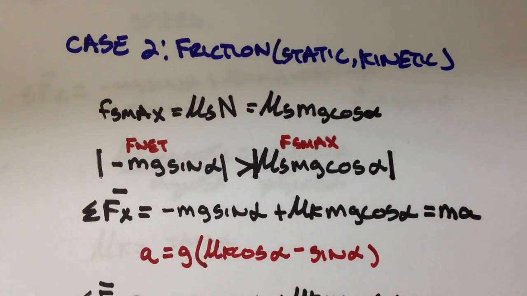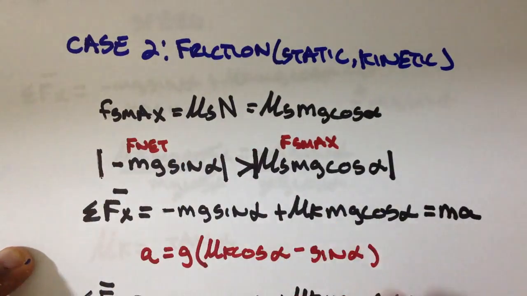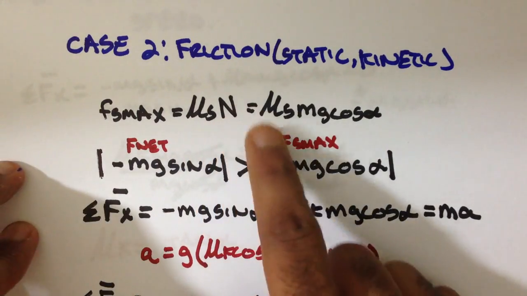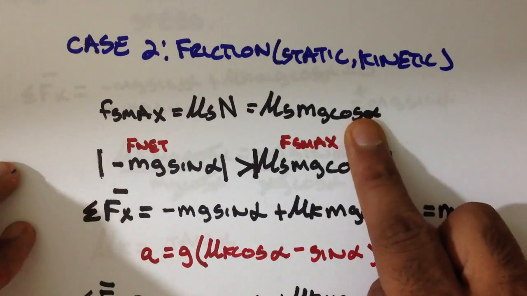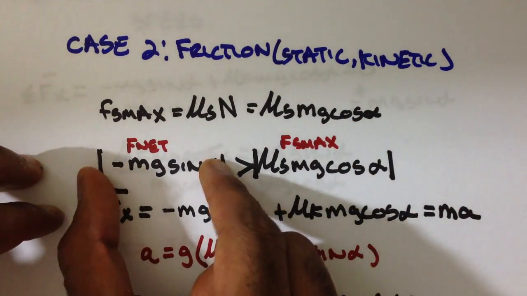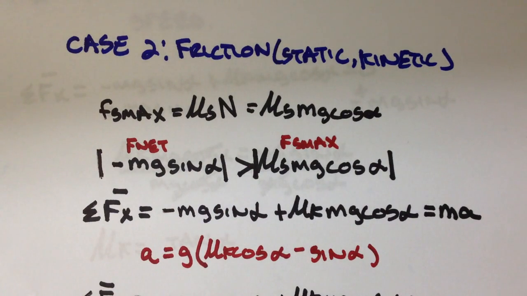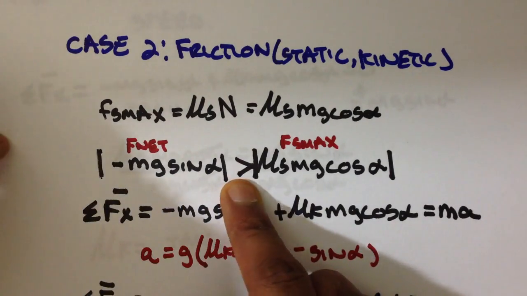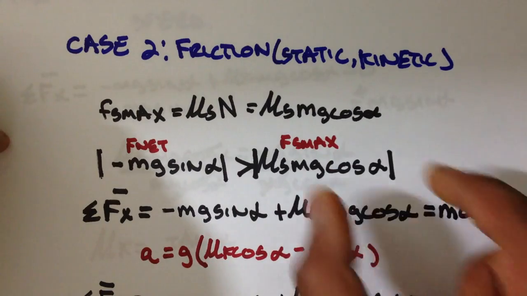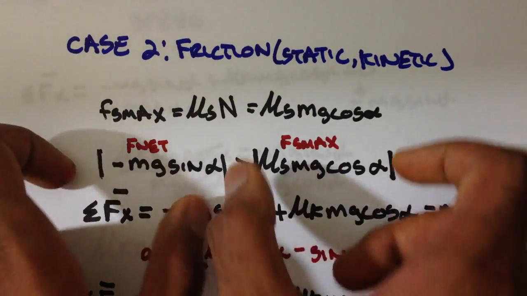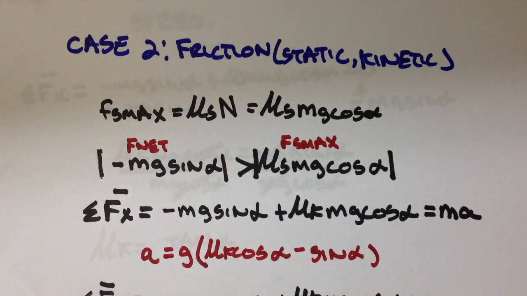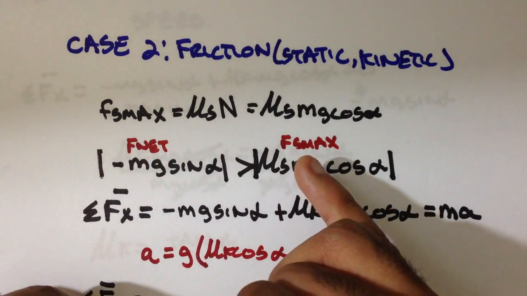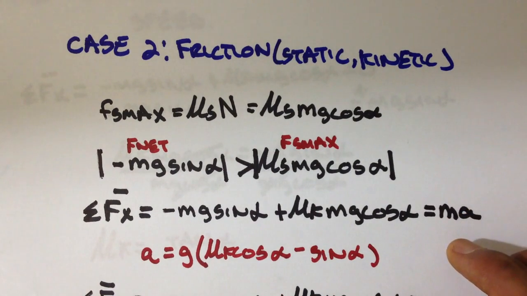Now we have case 2, when we introduce friction, static and kinetic friction. We have the maximum static frictional force, which is given by mu sub s times the normal force, or mu sub s times mg cosine of alpha. Alpha is relative to the horizontal, of course. We have the net force, which we calculated in case 1, the sum of the forces in the x direction. The net force, minus mg sine alpha, must be greater in magnitude than mu sub s mg cosine alpha, the maximum static frictional force. The signs are not important, that's why we took the absolute values, because we are only interested in the magnitude of those forces. After the net force has exceeded the maximum static frictional force, we have motion.